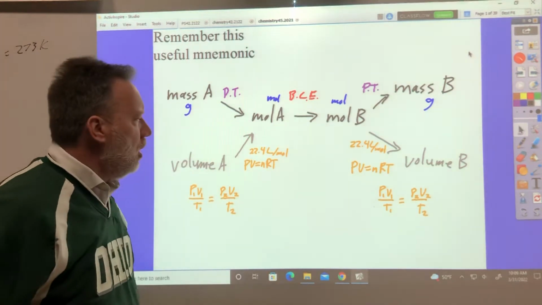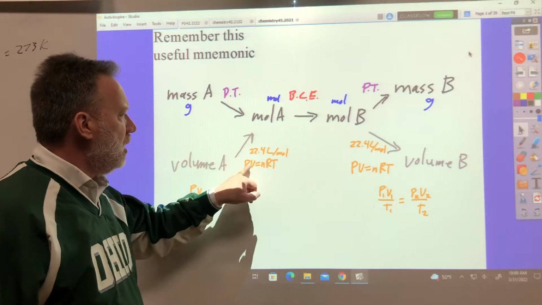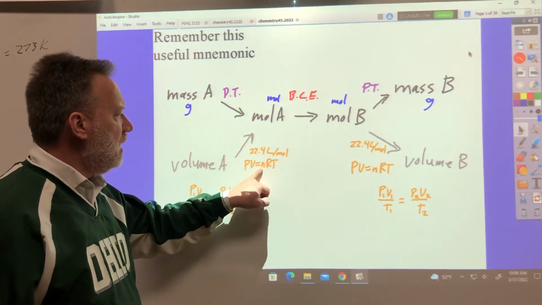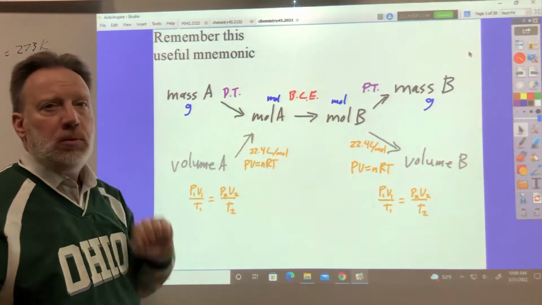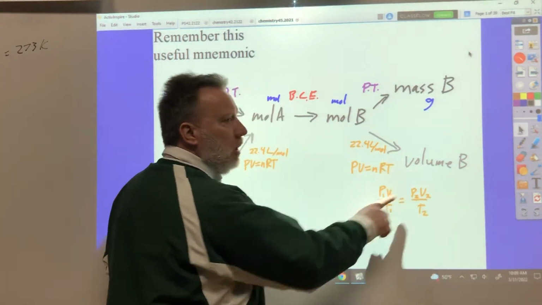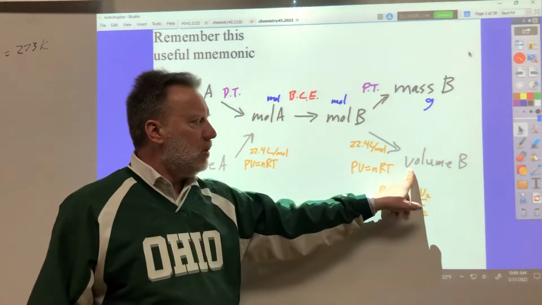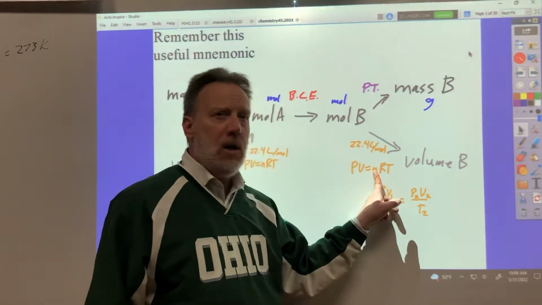Two ways to do it. One, you can put a volume in P, V, R, and T and find moles this way in one step. And come across here and do this. You could use PV equals nRT here. Turn your moles, that would be n, would go into here.